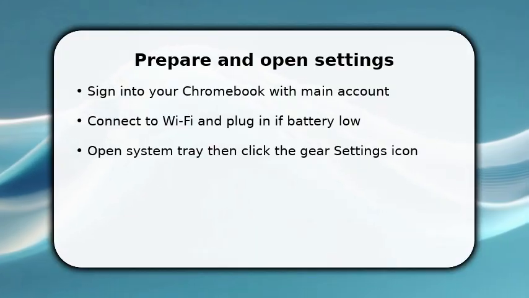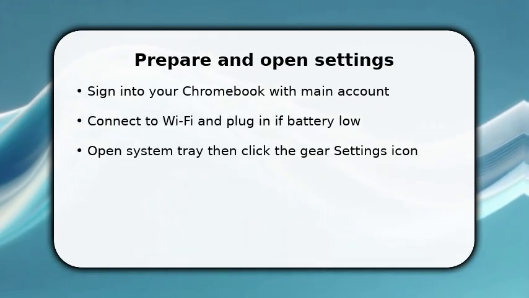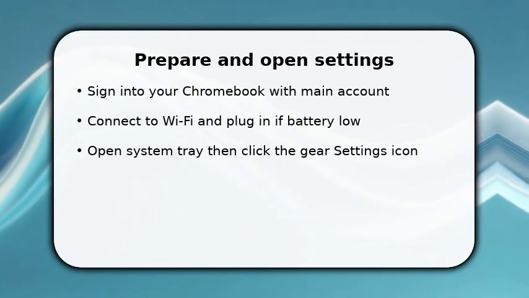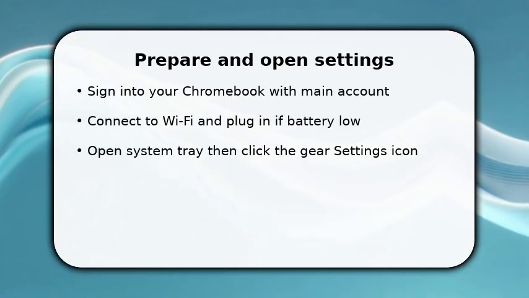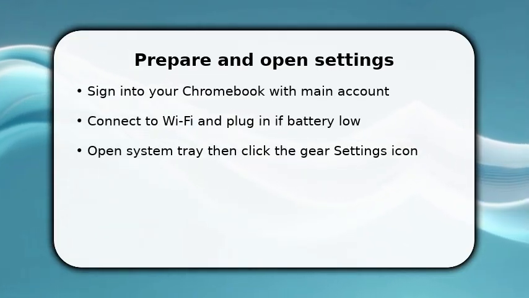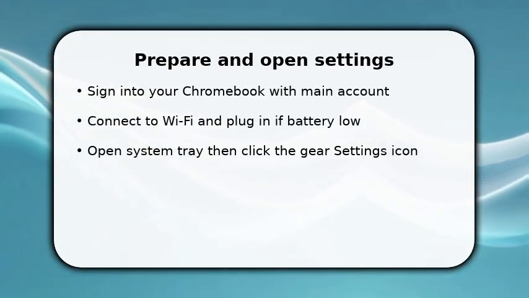You start by signing in and ensuring network and power. This avoids interruptions. Once logged in, open the system tray in the lower right, then click the gear icon to open settings. Make sure you use the primary account because some info hides on managed devices. You're beginning the identification process now.